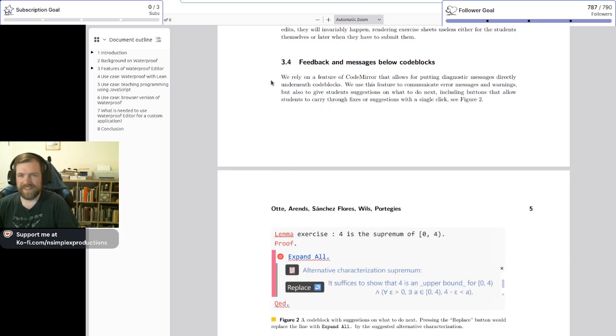We rely on a feature of CodeMirror that allows for putting diagnostic messages directly underneath code blocks. We use this feature to communicate error messages and warnings, but also to give students suggestions on what to do next, including buttons that allow students to carry through fixes or suggestions with a single click. See Figure 2 below.